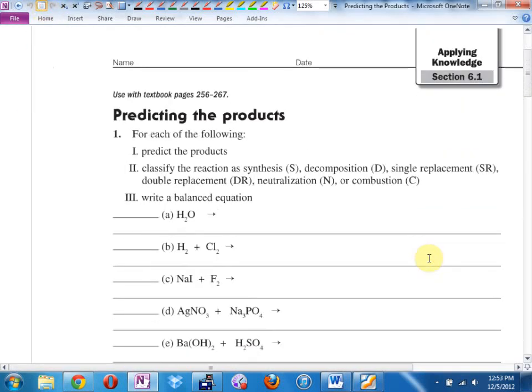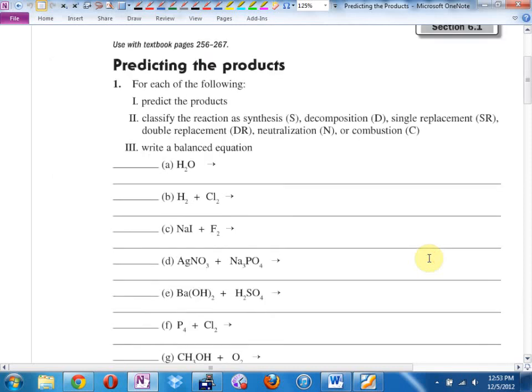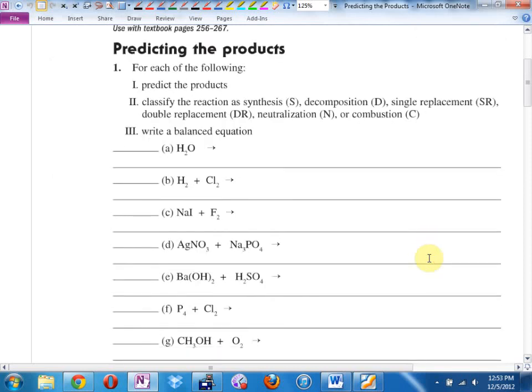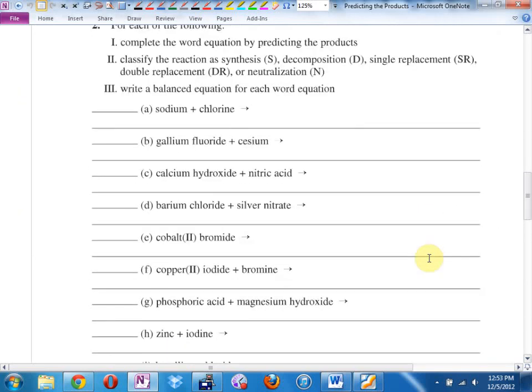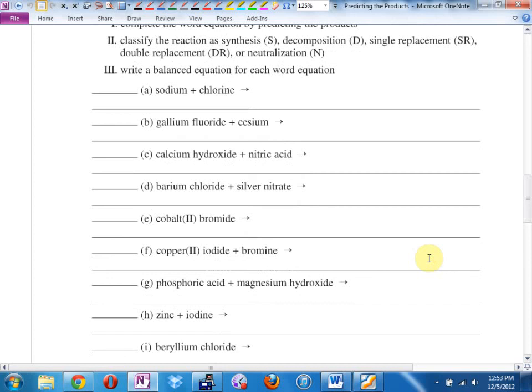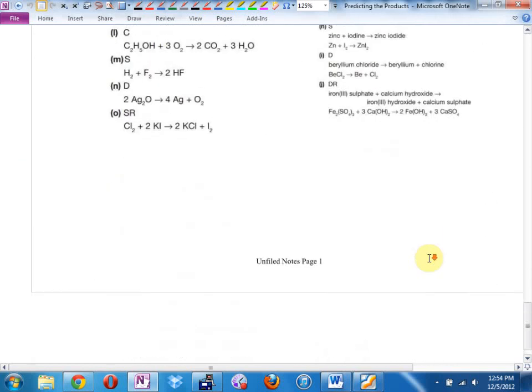Okay? So again, same idea. Predict the products this time, though. Classify, and then try writing a balanced equation. The really tough part is the word equations, and I know those are just tough. There's no easy way around it. See if you can try those. I'm not going to give you a bunch of these on your test. I did include the answers.